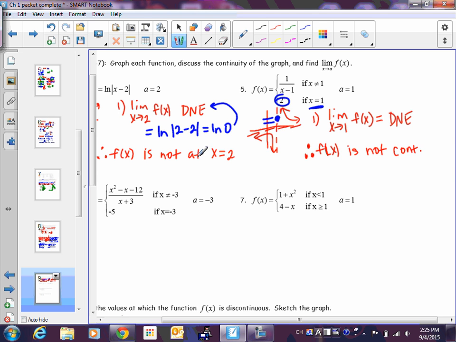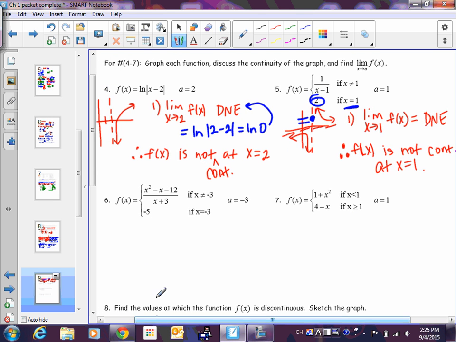I just realized I didn't write the word continuous. Anybody notice that? There you go. And that's an okay abbreviation for continuous. Okay, 6 and 7, we're going to do those next week. All right. However, I do want to do one more example.